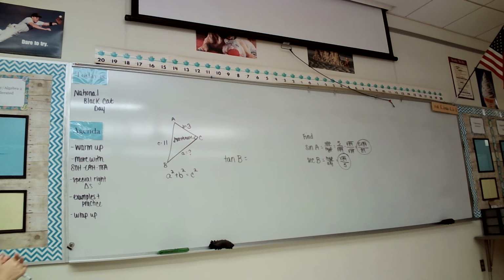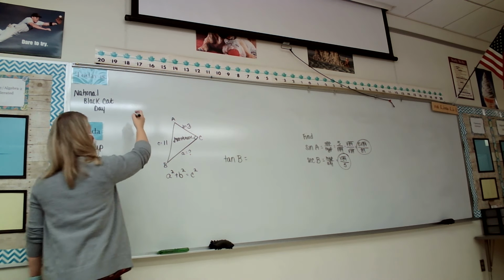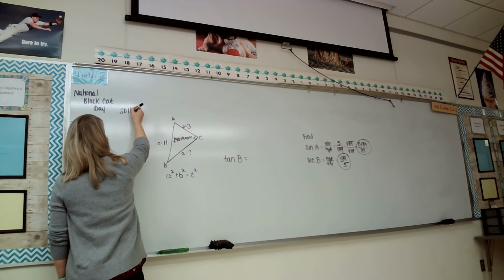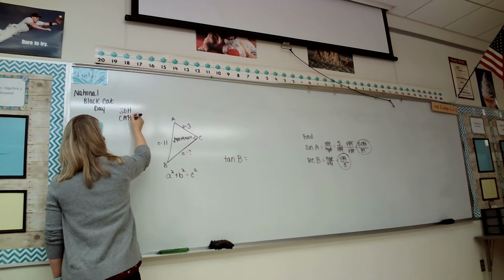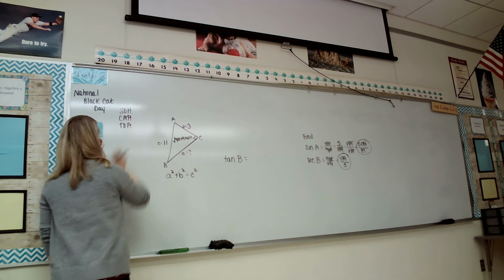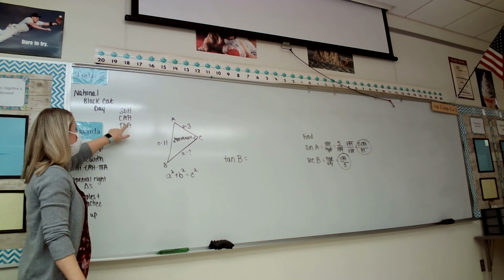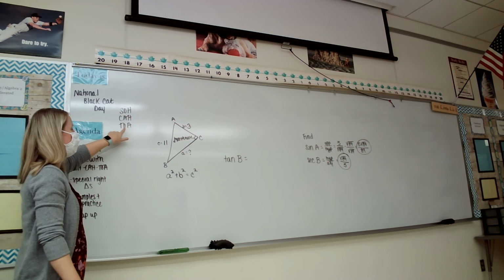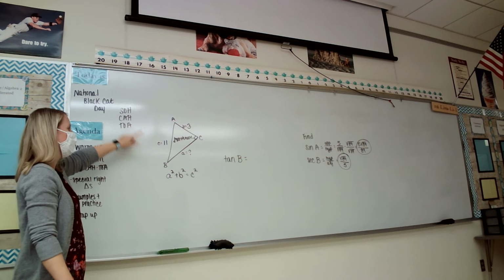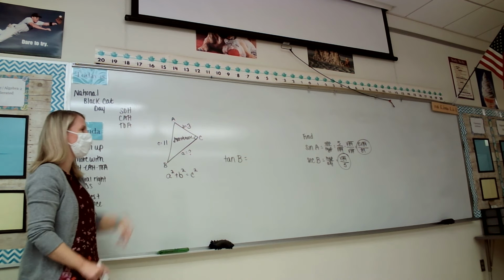But for this, when you think of tangent, remember Soh-Cah-Toa. That's what we kind of refer back to. So that's our three main trig functions. Sine is opposite over hypotenuse. Cosine is adjacent over hypotenuse. So tangent is opposite over adjacent. But just make sure you're doing it from angle B.